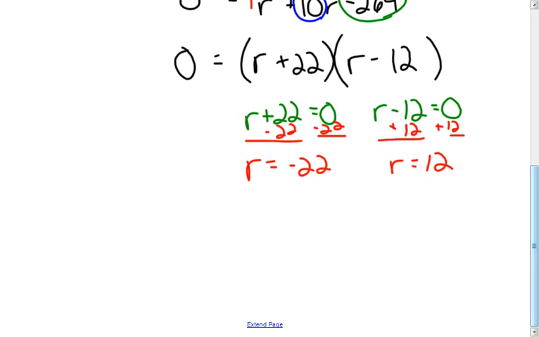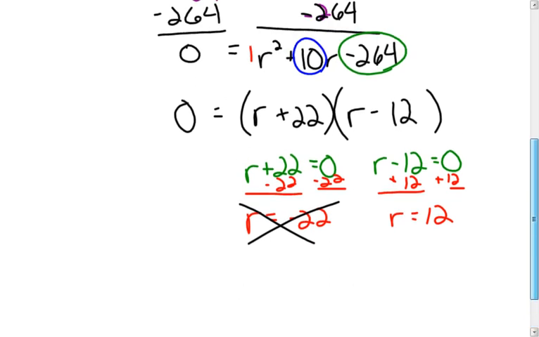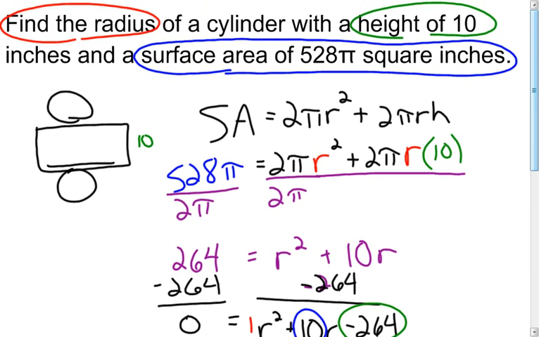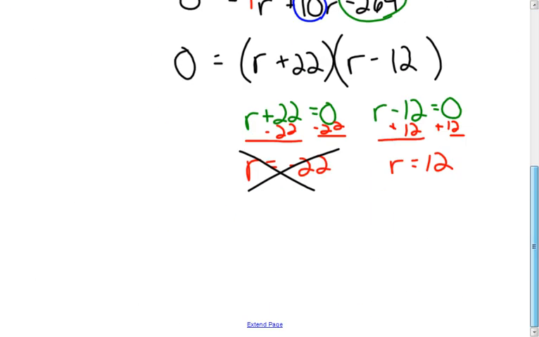Remember, r stood for the radius. Well, if r is the radius, it doesn't make sense that it's a negative length, so that negative 22 I'm going to cross off and know that the radius of my cylinder in this problem is going to be 12, and then I'm going to come back up here and look at my labels. Everything was square inches and inches. Therefore, my radius is going to be 12 inches. And I have solved the problem.